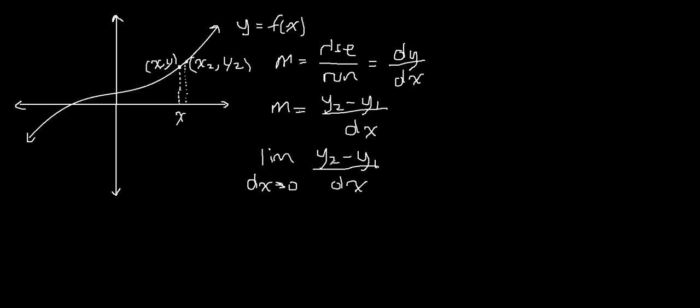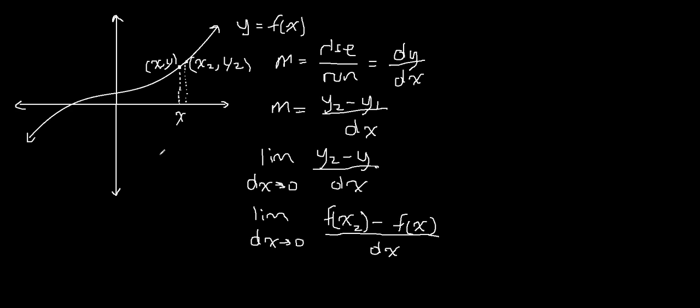over your change in x. Oh yeah, sorry, we don't actually have y1. I called it y before. Okay. So what is y2? Well, it's just a function of x2, right? f of x2. So we can rewrite this. Actually, limit as dx approaches 0 of f of x2 minus y, which is just f of x, all over your change in x.